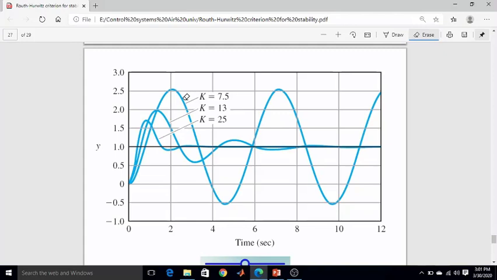Now we have plotted the auxiliary polynomial here. For k equal to 7.5, this situation is undamped.